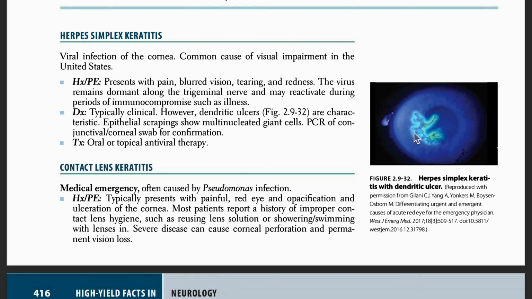So this is the dendritic looking thing. However, dendritic ulcers are characteristic. Okay. So herpes keratitis with dendritic ulcers. So that's what that is.